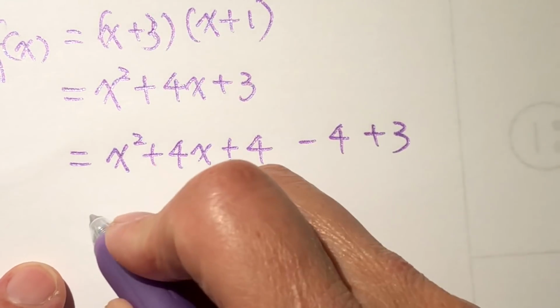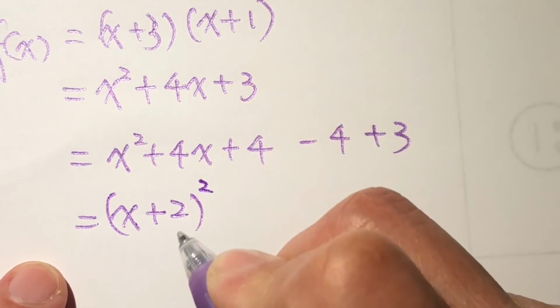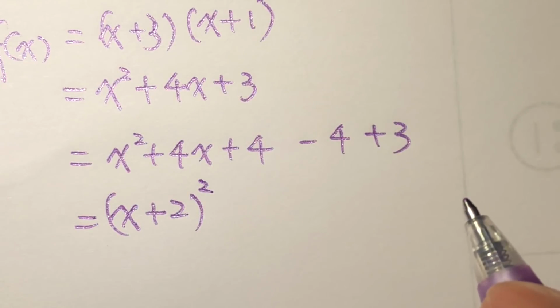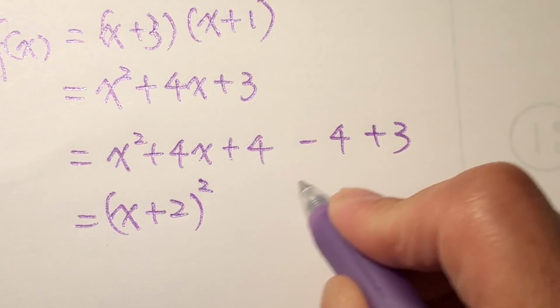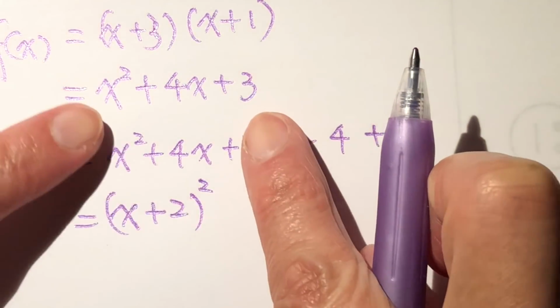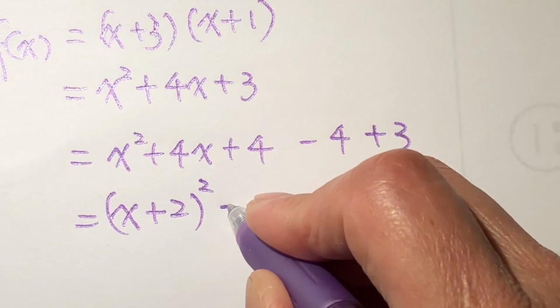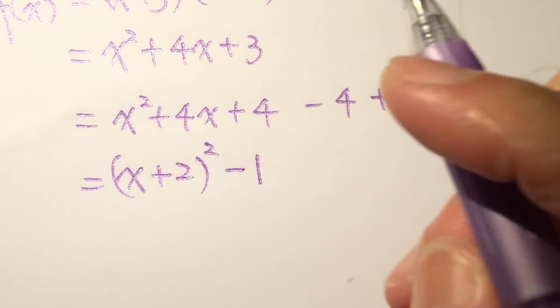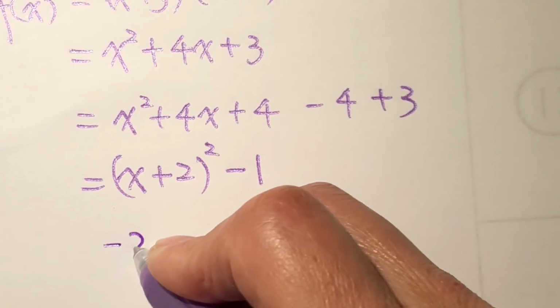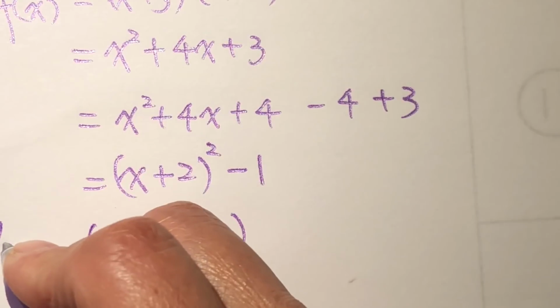Why do I make this form? Because I want to make it into x plus 2 squared. I want to find the square. And then this becomes plus 4. This one is used up. Minus 4 plus 3 becomes minus 1. Now we can see the vertex, right? The vertex is negative 2 and negative 1. So this is the vertex.